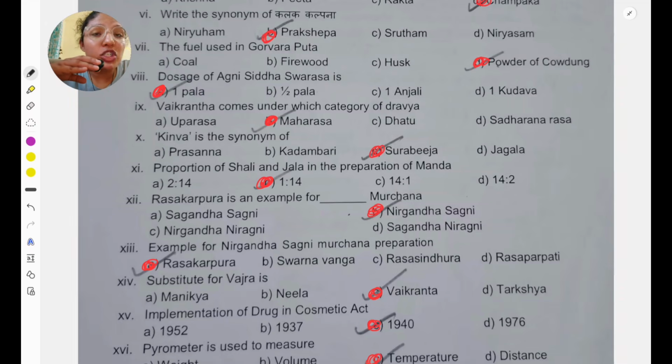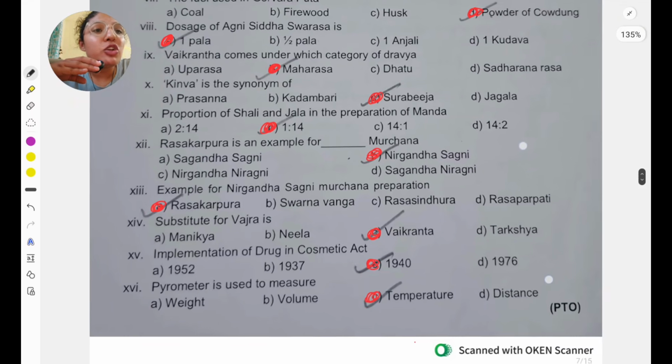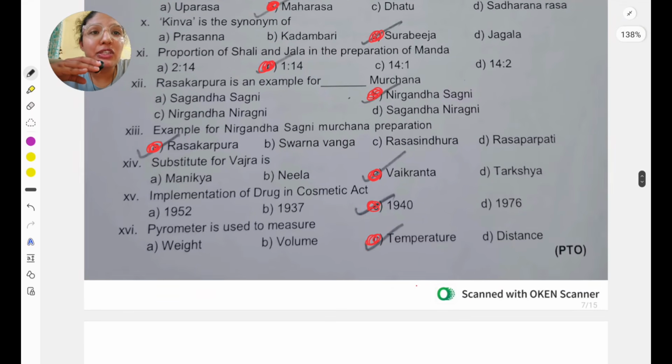It is a question from Sandhana Kalpana. The proportion of Shali and Jala in Manda is 1:14. You have to remember the proportions of Manda, Peya, Vilepi and Yavagu.